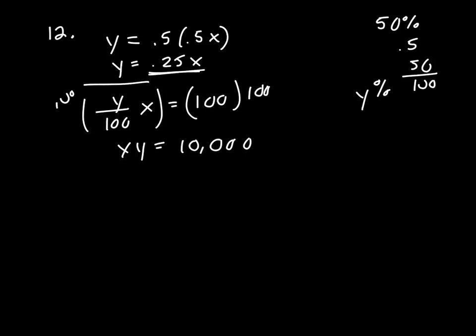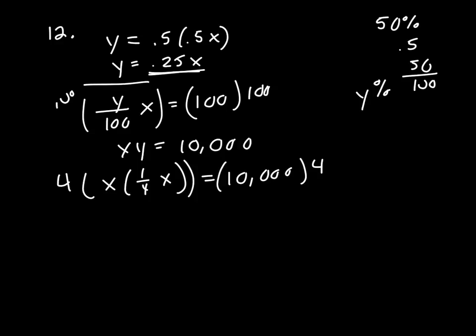Now we know that y is 0.25x. And I'm going to write that as 0.25 is the same thing as 1/4, because I like fractions, but if you like decimals, leave it as 0.25 equals 10,000. Now multiply both sides by 4 to get rid of your fractions. So you have x times x is x squared, and your 4's cancel. So you're left with x squared equals 40,000.